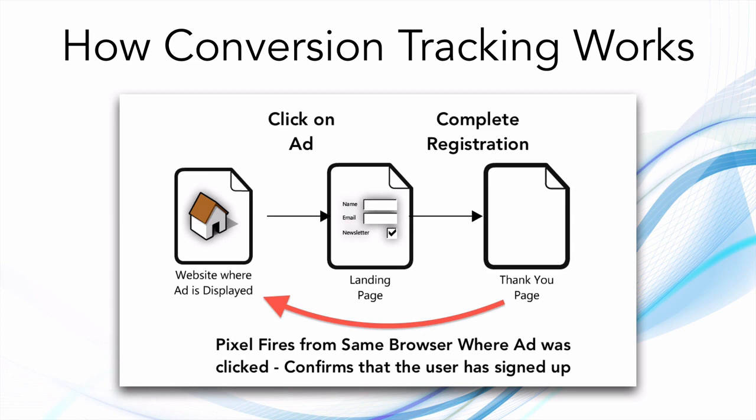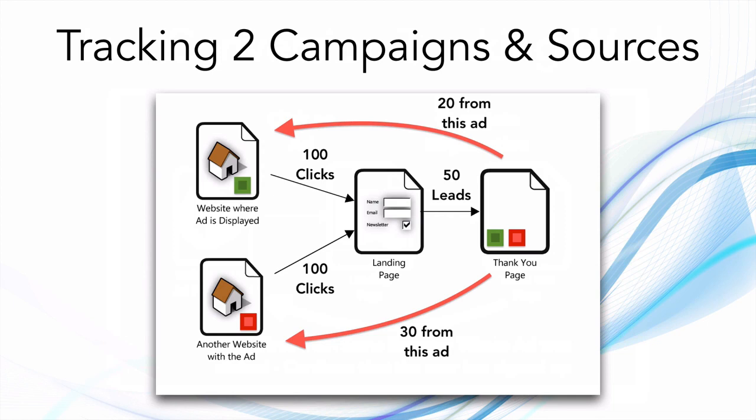It helps when you have multiple campaigns and you are driving the traffic to the same landing page using multiple campaigns. You need to know which campaigns are performing well. That is where the conversion tracking really helps. So, tracking two campaigns and sources. So this is how we do.